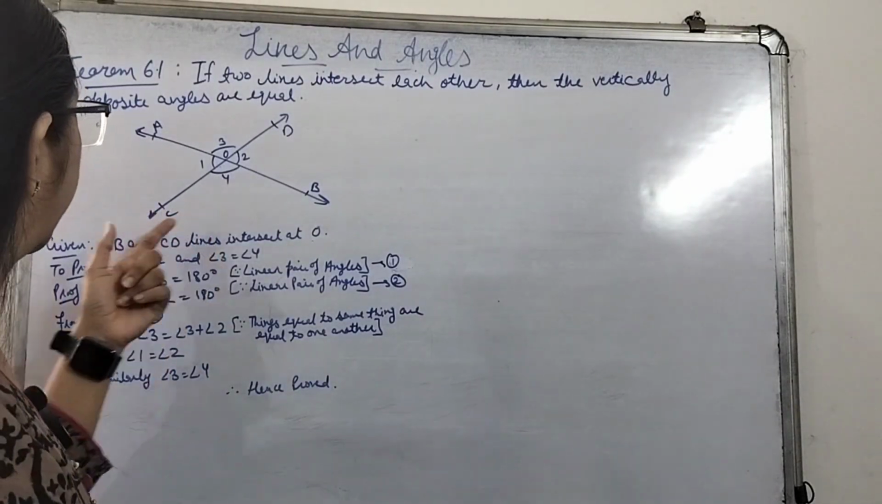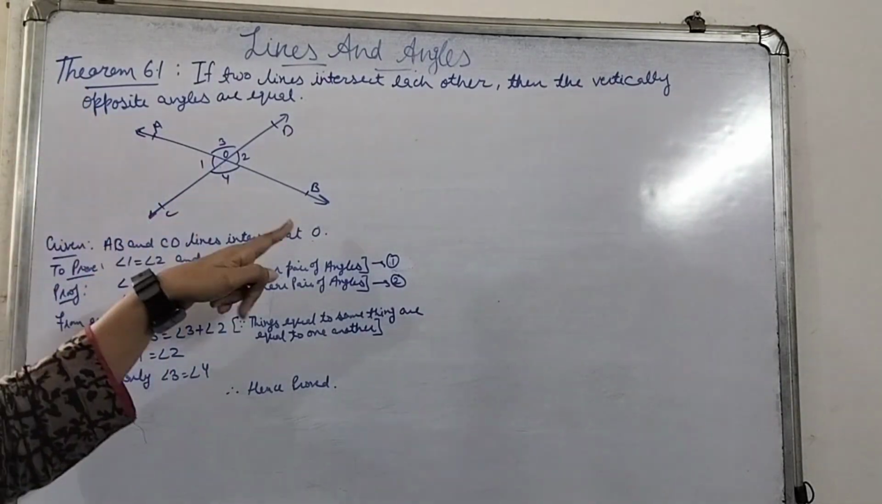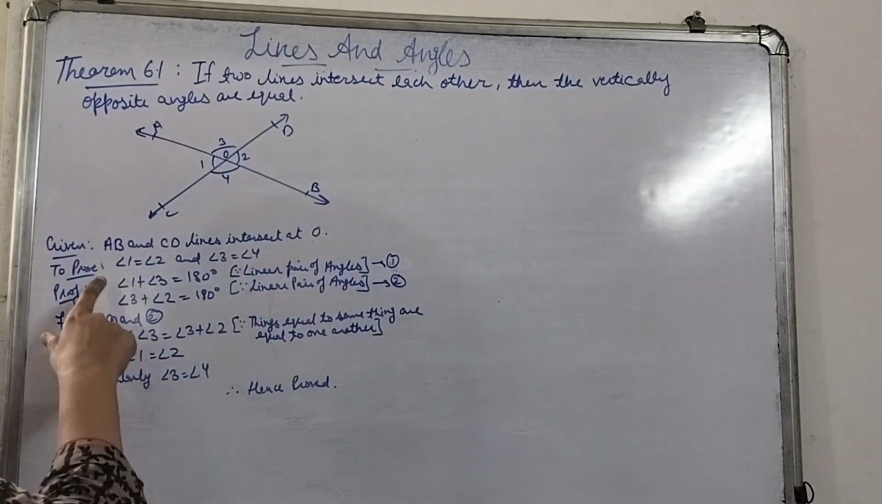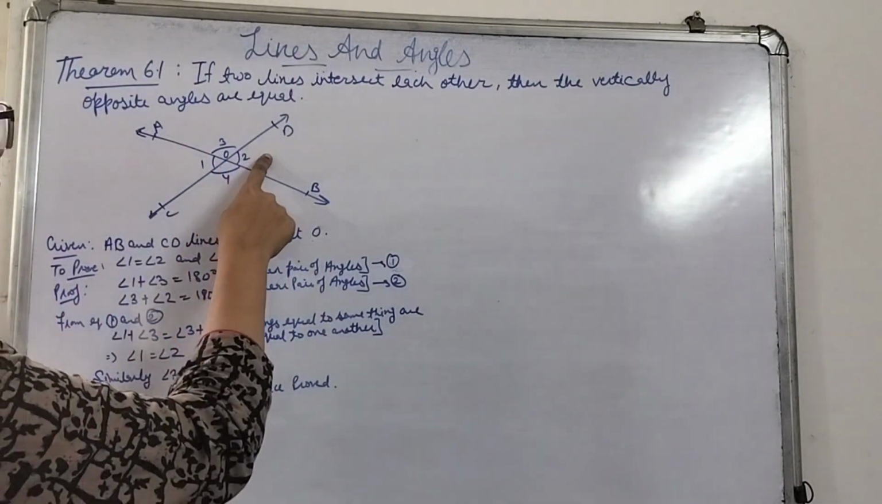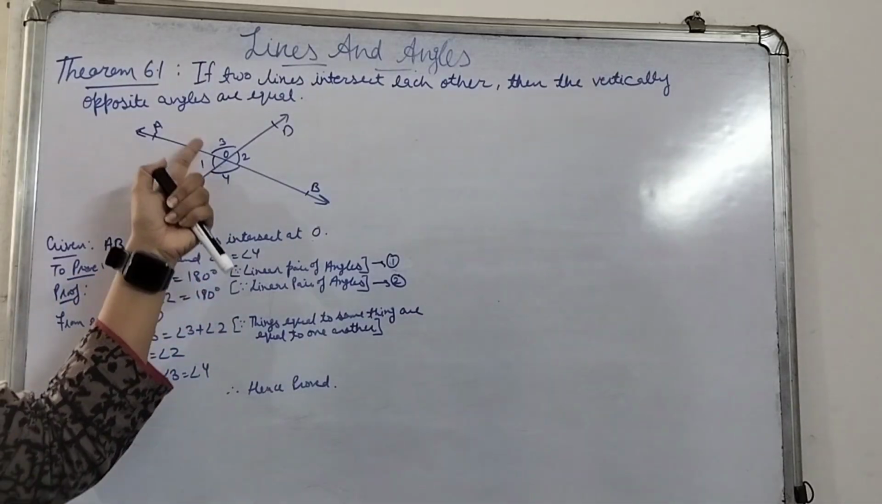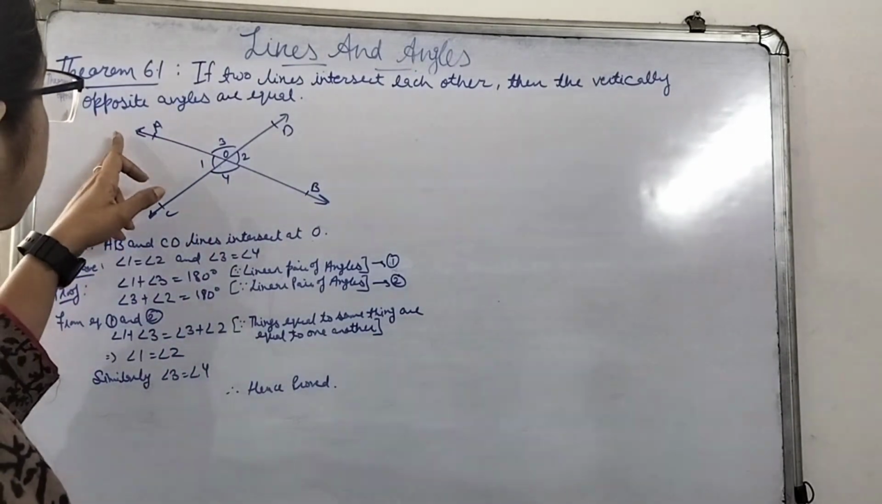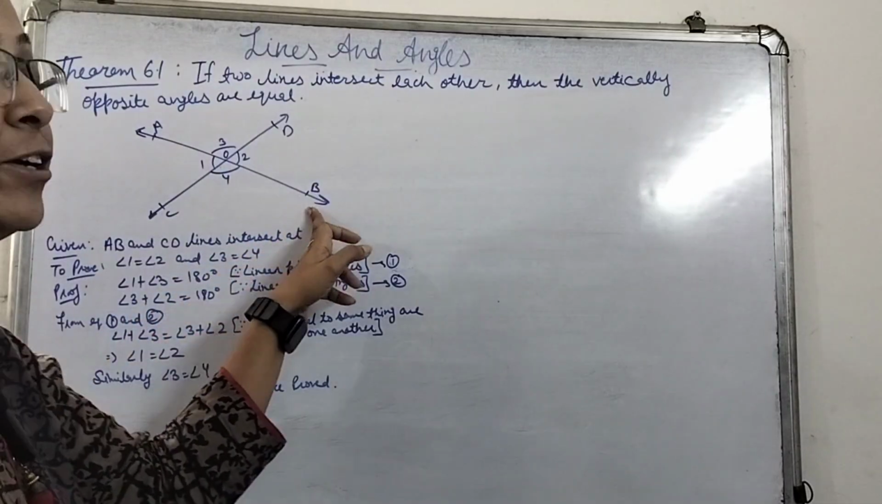So how will we be proving it? Given to us is that lines AB and CD intersect at O. This is given to us, and we have to prove that angle 1 is equivalent to angle 2 and angle 3 is equivalent to angle 4. This we need to prove. Now over here what we can see is AB is a line, it is given to us.